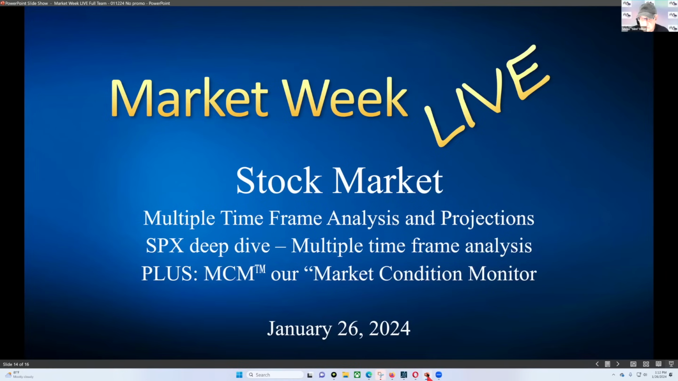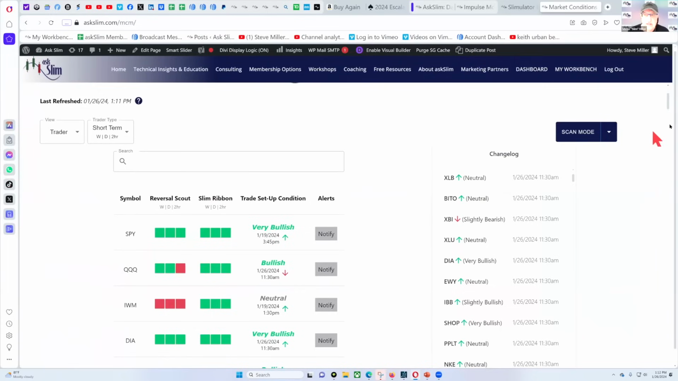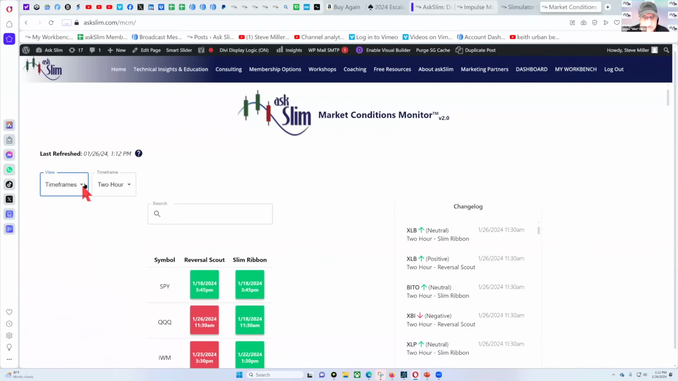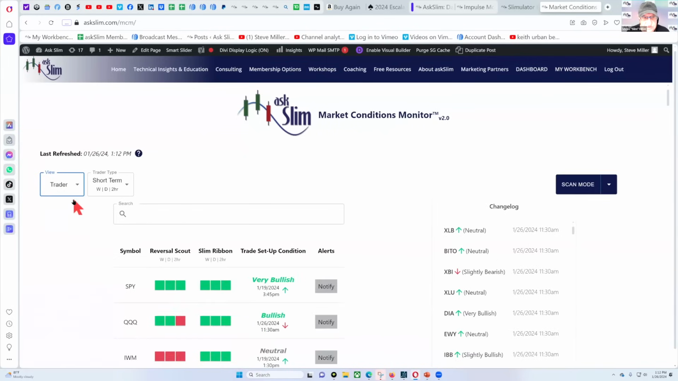Let's take a look quickly as we switch over and we take a look at the market condition monitor. This is our proprietary app that is available for level 3 and level 4 members. The difference right now is that the intraday exists on the level 4, but the 3 different time frames are available on level 3. You can either look at it in trader mode or time frame mode that you see right over here. So depending on the time frame, it tells you the conditions.